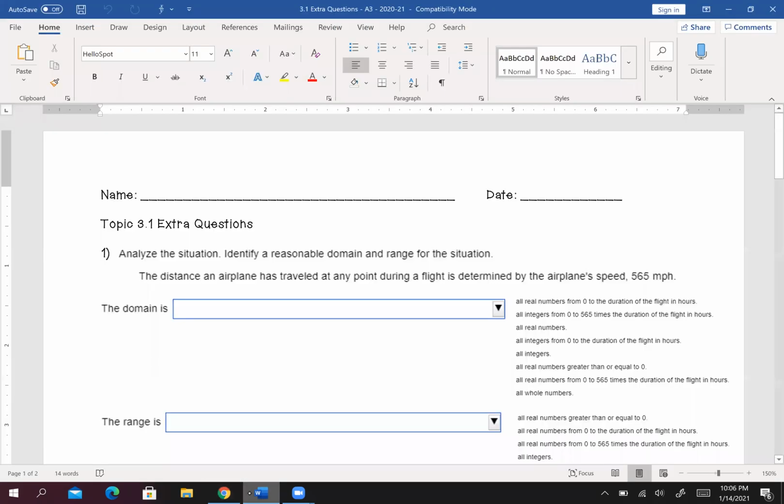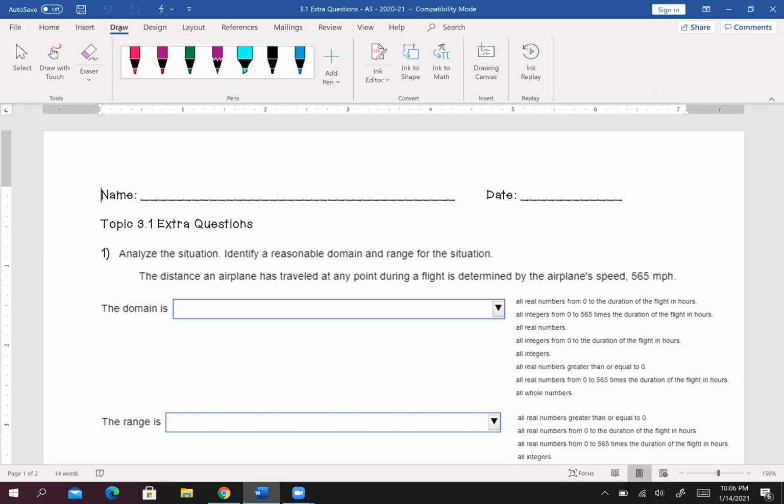But now let's go to this worksheet. So the first page, you're going to listen to me talk and take some notes and write stuff down, and then you're going to try the second page on your own, and then you'll submit the notes and tried on your own paper as today's assignment. So it says analyze the situation, identify a reasonable domain and range for the situation.